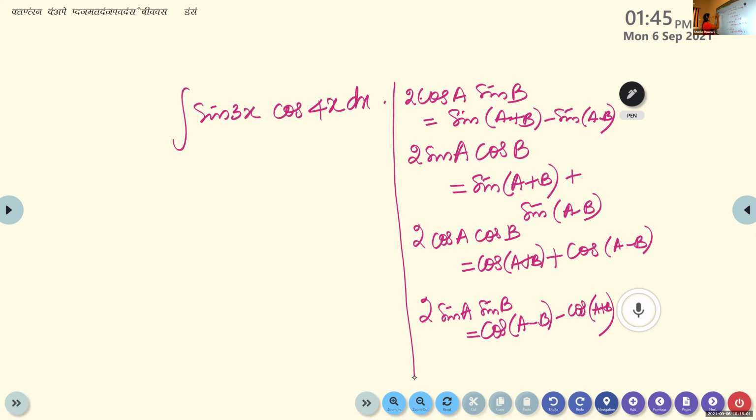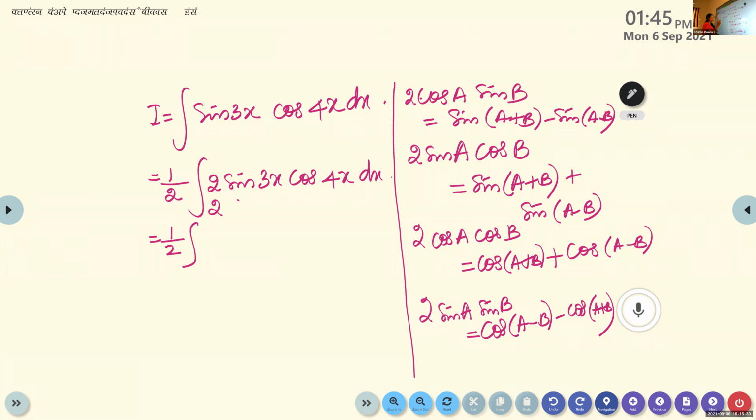Okay, so look here. First we name this as I. If we want to use this identity, here 2 is not there. So we multiply and divide by 2: 1 by 2 into the integral of 2 sin 3x cos 4x dx. So it will be half into the integral of 2 sin A cos B. It takes the form 2 sin A cos B.